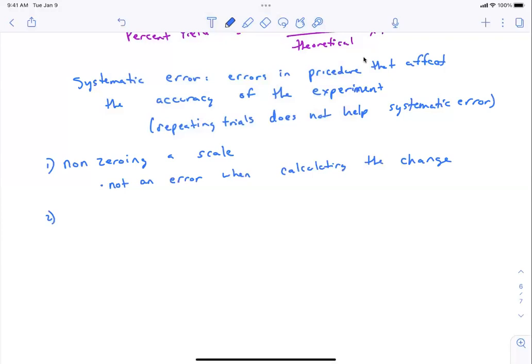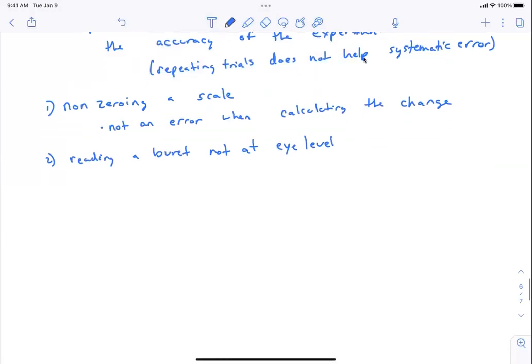Okay. Another one is like reading a burette not at eye level. Okay. And that's one of the things that, especially when you get into college, when you do titrations in lab, is understanding that if you look at a burette and the meniscus, you want to be eye level to read it correctly.